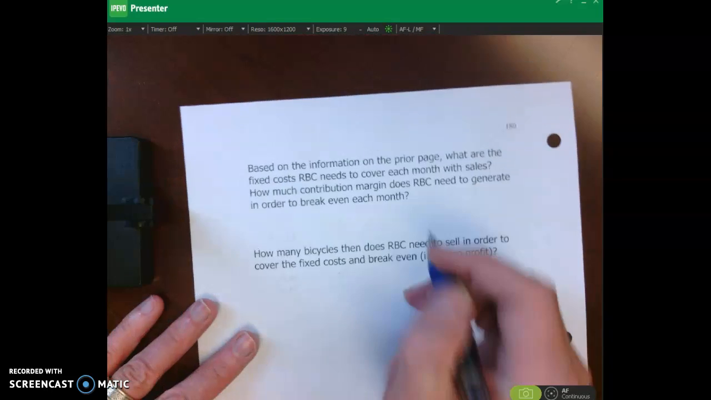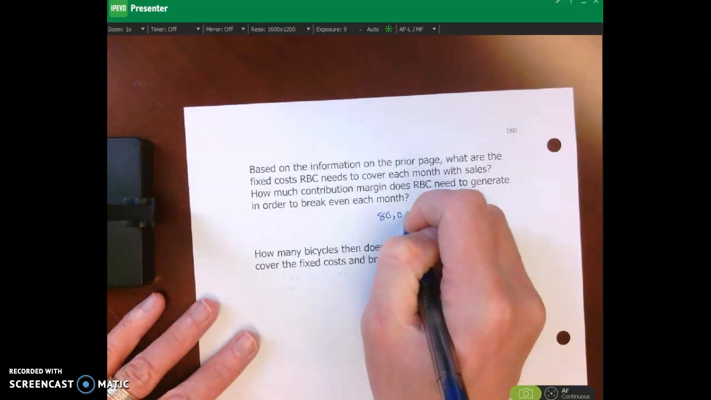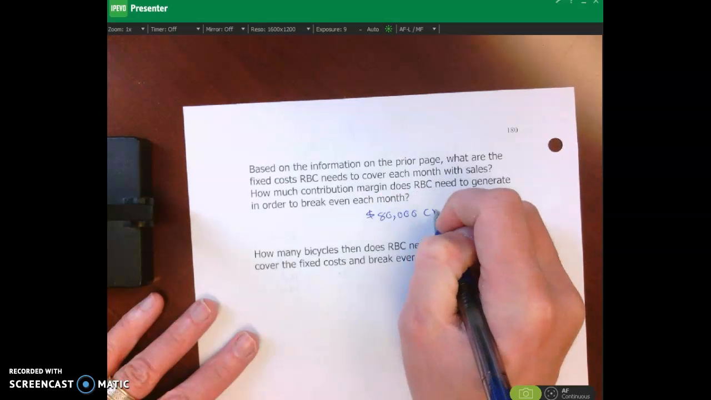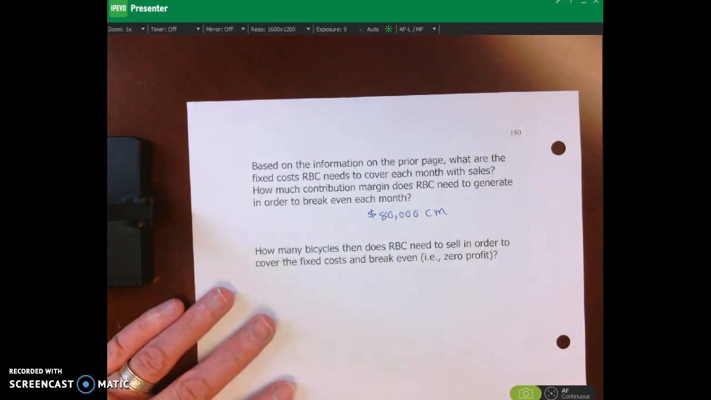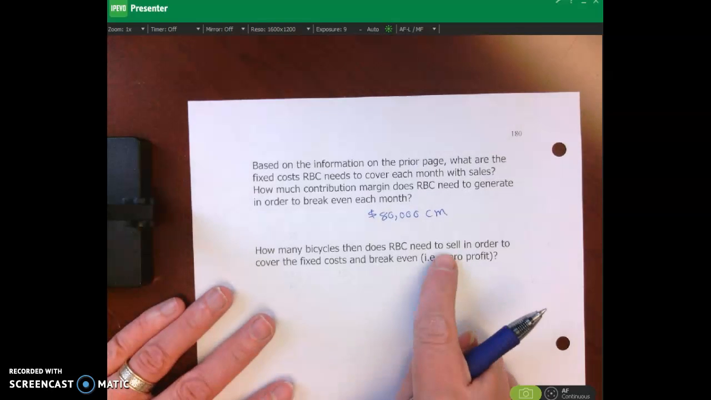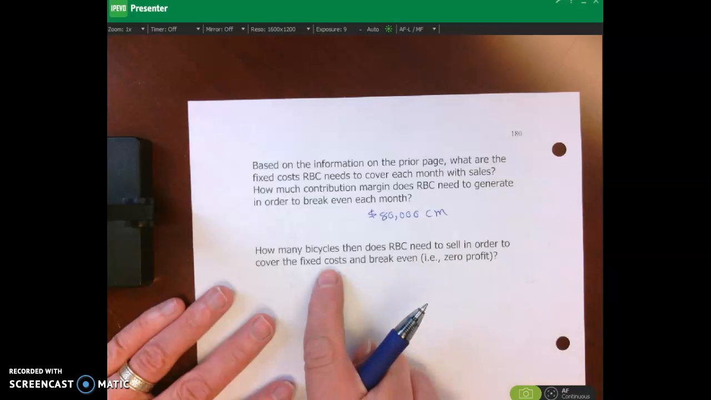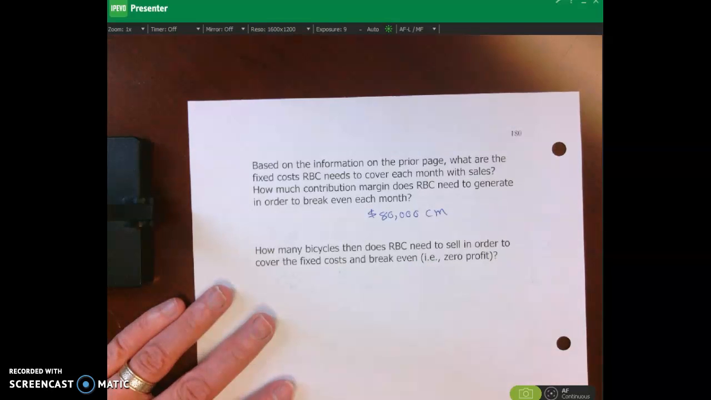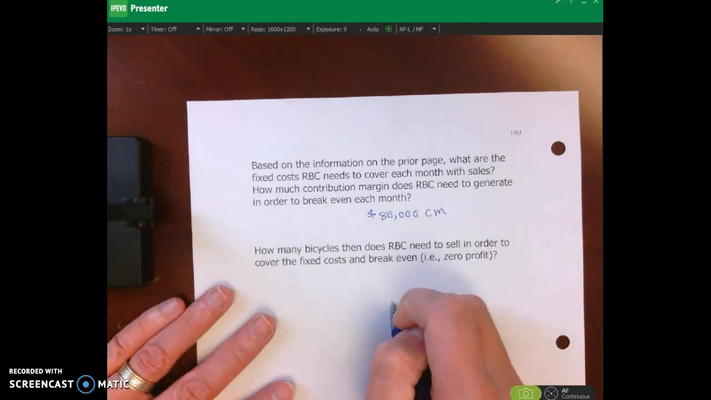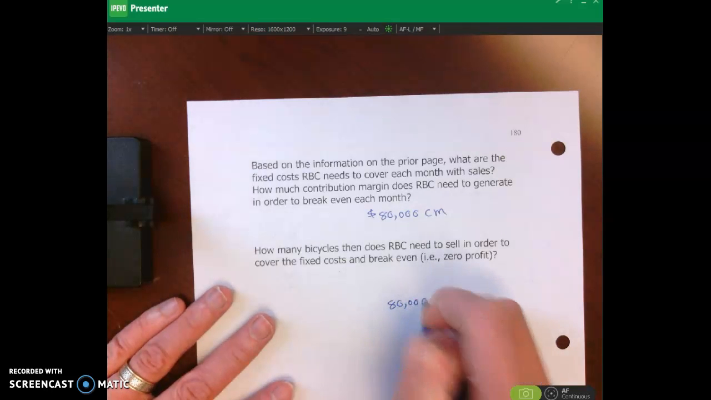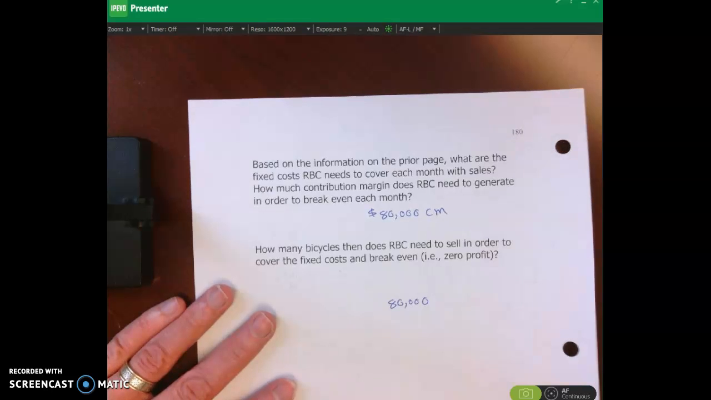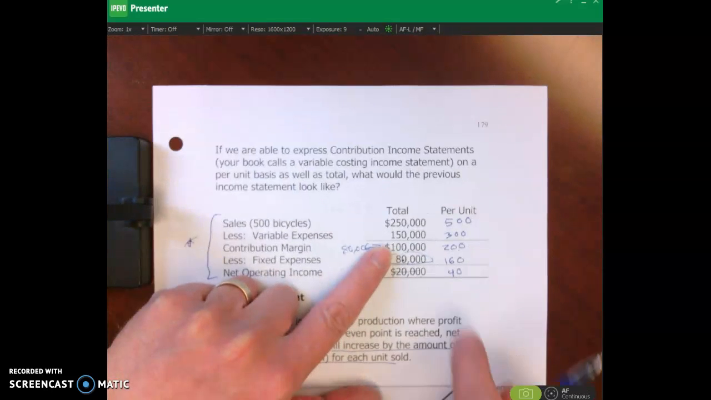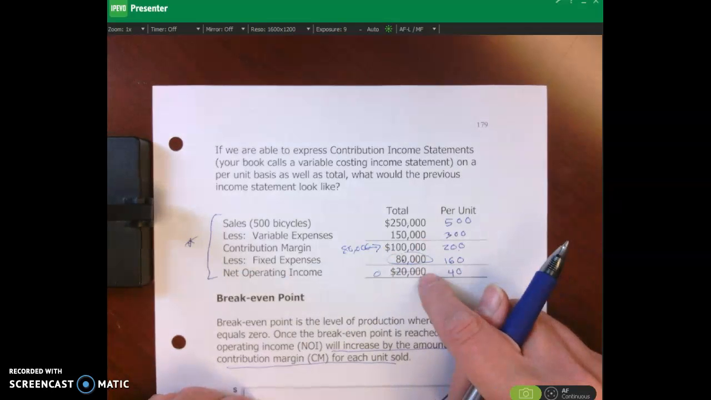So if we look over here, we need to generate $80,000 worth of contribution margin to cover $80,000 worth of fixed costs. Therefore, how much do we need to sell in order to cover our fixed costs and break even? What does sales need to be? Well, we have to generate $80,000 worth of contribution margin. If this is $80,000, 80,000 minus 80,000 gives us zero.